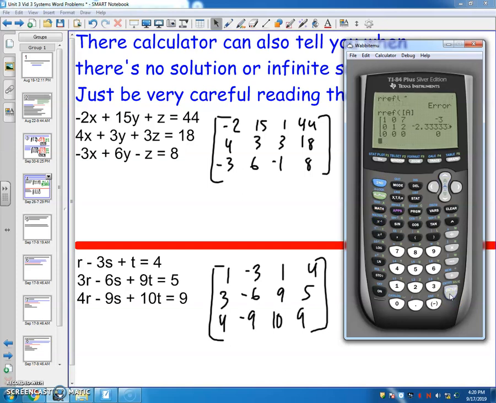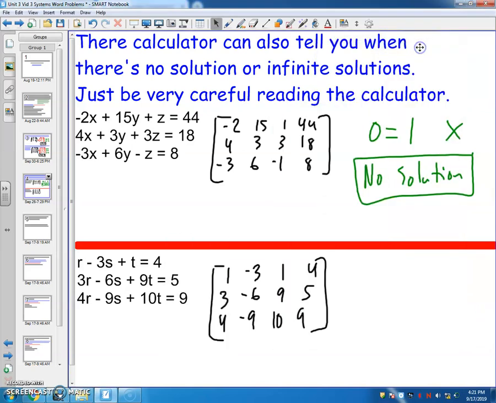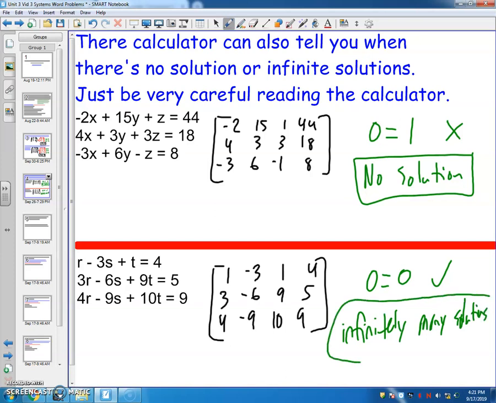So again, I see 1R plus 7T equals negative 3. Usually you don't have two letters, you have one letter. Second row, second equation says 1S plus 2T equals that negative 2.3 repeating. With that last row, again, we see multiple letters. Check the last row. It says 0R plus 0S plus 0T equals 0. When you see 0 equals 0, that is true. That's infinitely many solutions. All right, and you could say consistent, dependent.